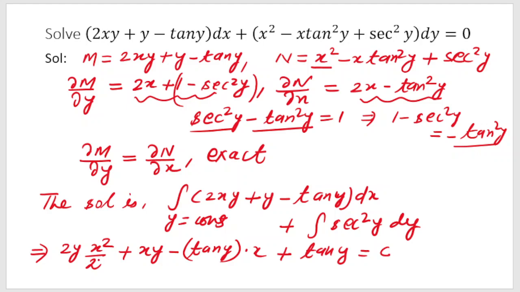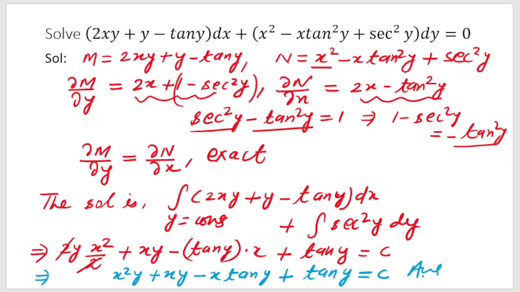Can we write the answer in slightly better form? Let me change the color so that it looks good. So I am writing the last step here. So x square y, and you have plus xy, and you have minus x tan y, and plus tan y, and the whole thing is equal to a constant, and this is your answer. So this is how exact differential equations are solved. We have explained the process, that is, what an exact differential equation is.